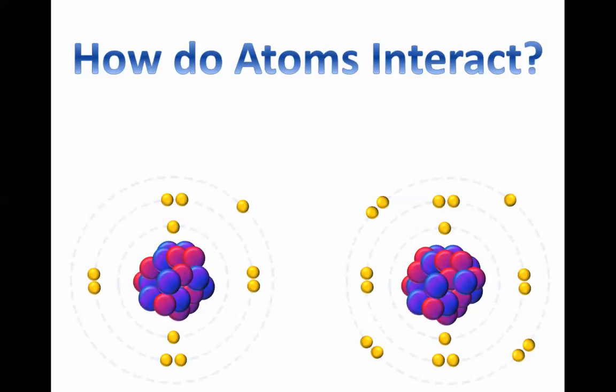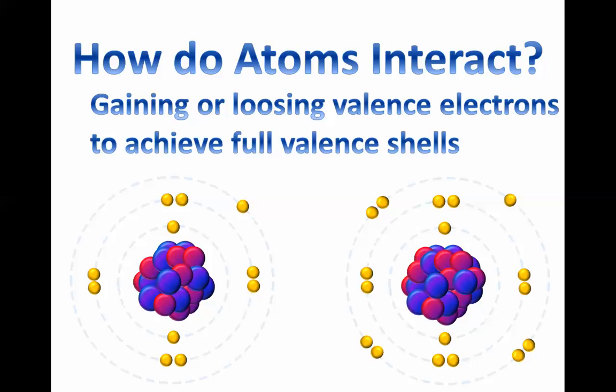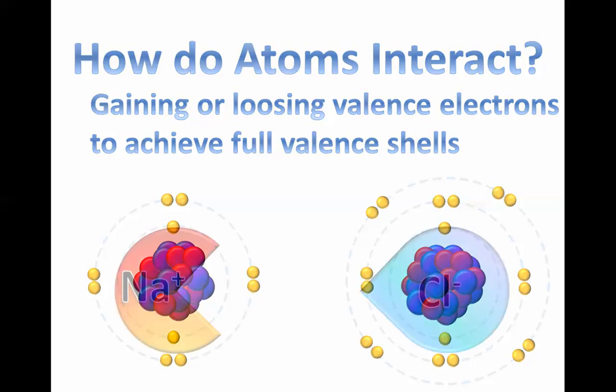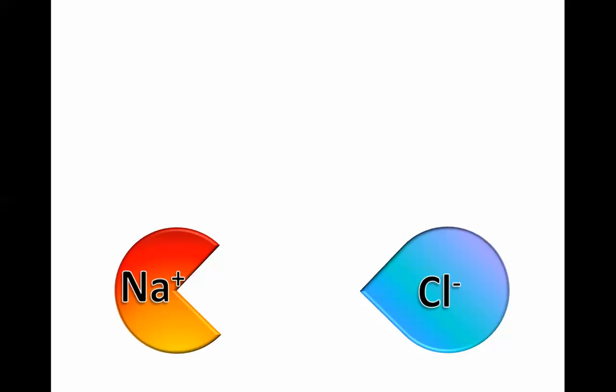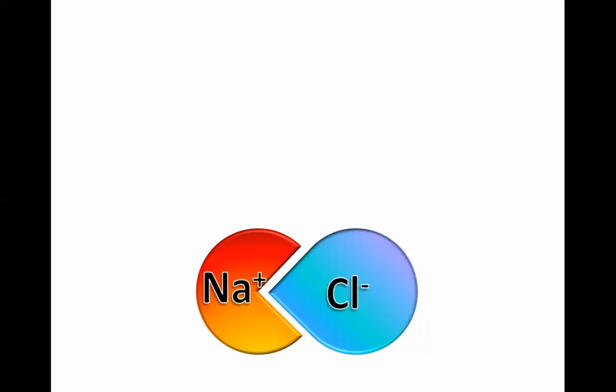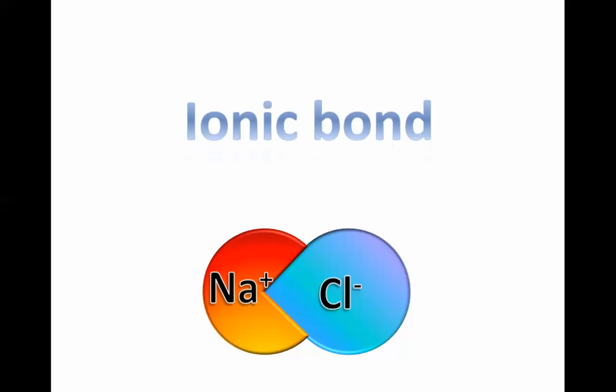Thus far, in our discussion on how atoms interact, we've realized that we can completely gain or lose valence electrons to attach atoms together to form molecules. On the left side of the screen, we have a sodium atom. On the right side, we have a chlorine atom. And sodium can completely lose an electron, donate it to the chlorine to form a sodium ion and a chloride ion. Because these ions have opposite charges, they're attracted to each other, and we formed an ionic bond.